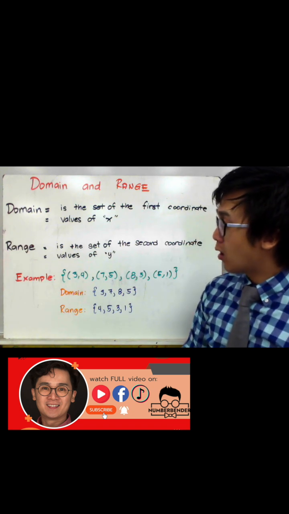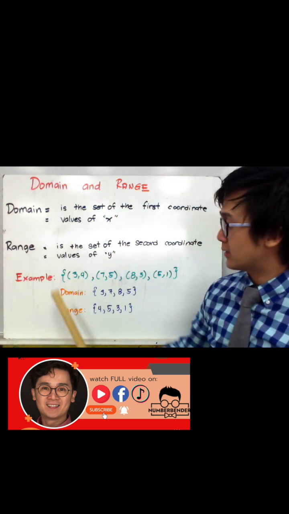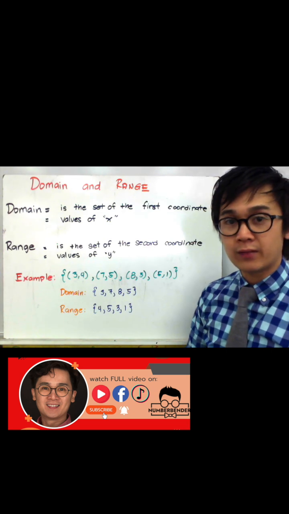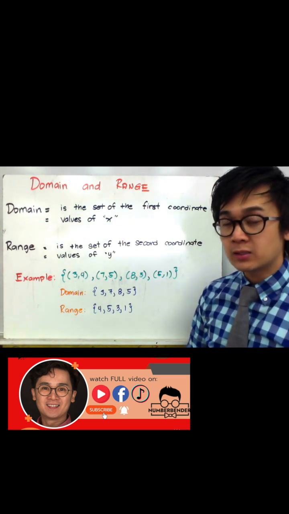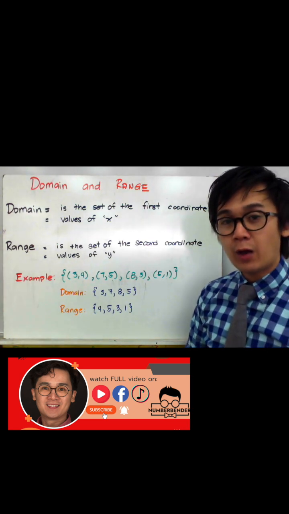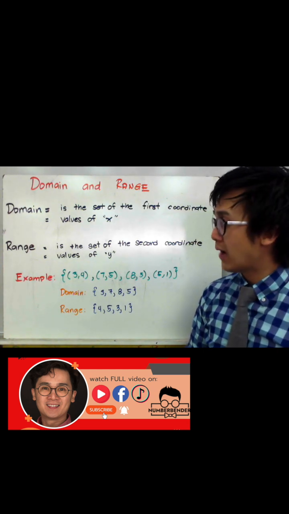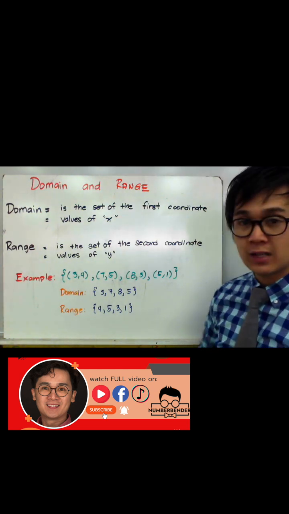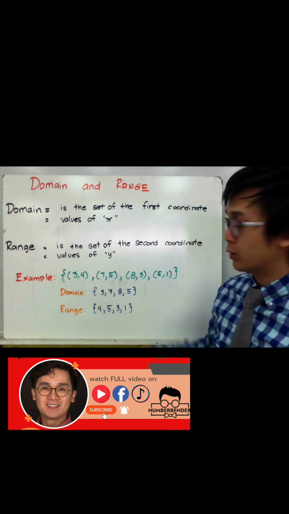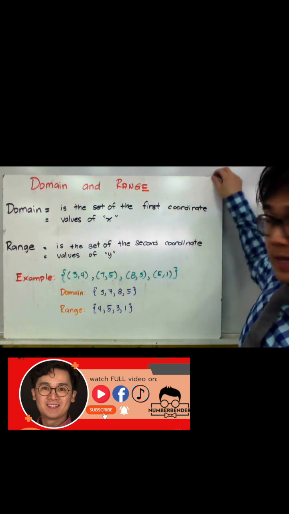However, not all representation of function is a number set. Sometimes we are given a function or an equation, and sometimes we are given a graph. Now, how are we going to identify the domain and range of a given function or graph if we are not seeing the set of numbers similar to example number 1? So let's have our second example.